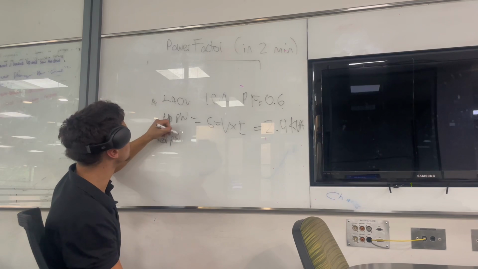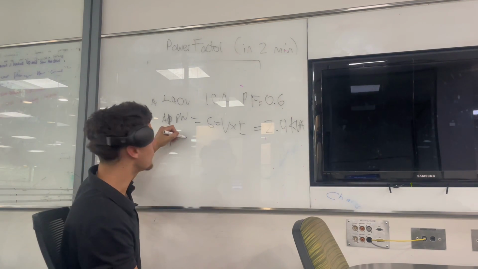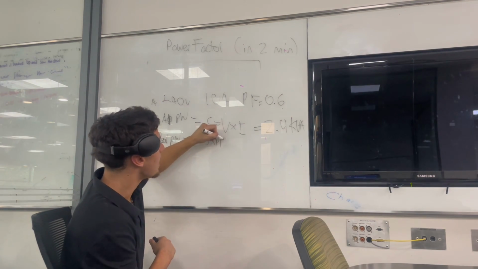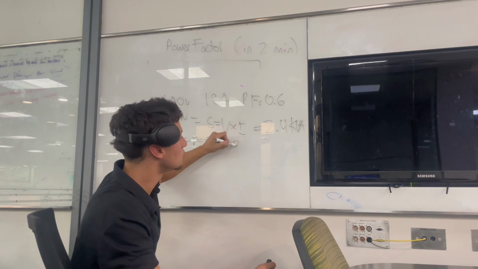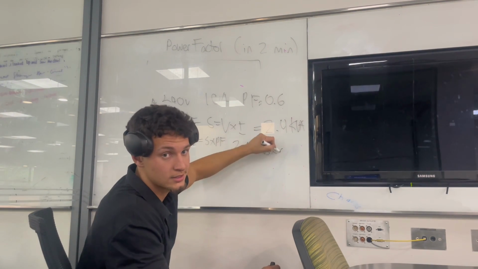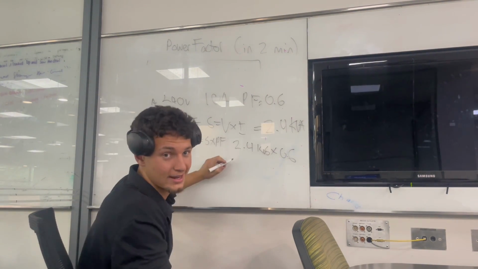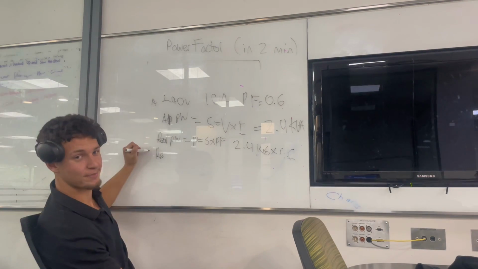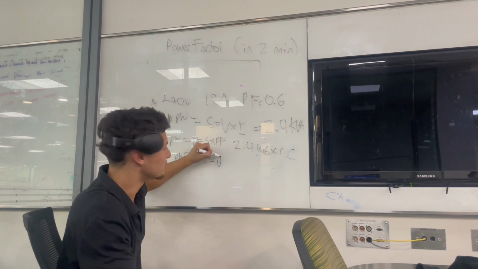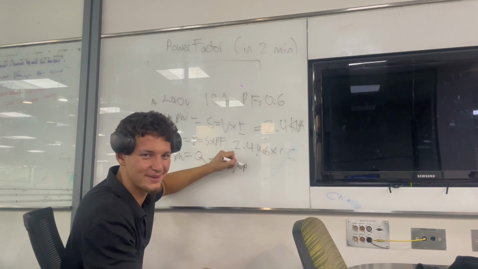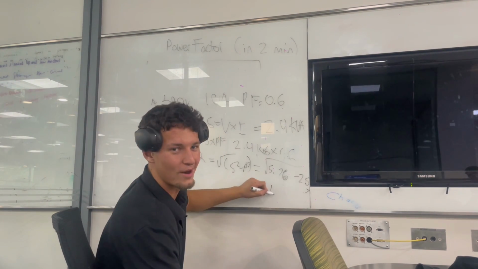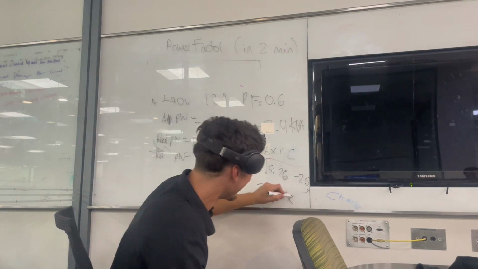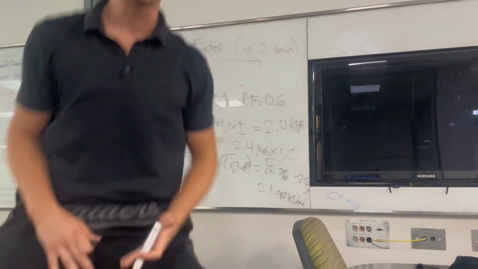Real power can be calculated from S times PF. We got our S before, so it's 2.4 times 0.6, and that leaves us with P equals 1.44 kilowatts. We can find the reactive power by Q equals square root of S squared minus P squared, which would equal 1.92 kVAR.